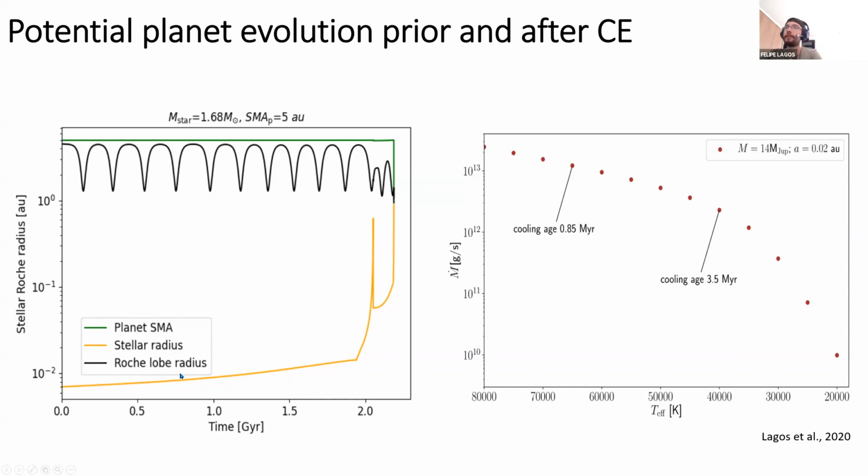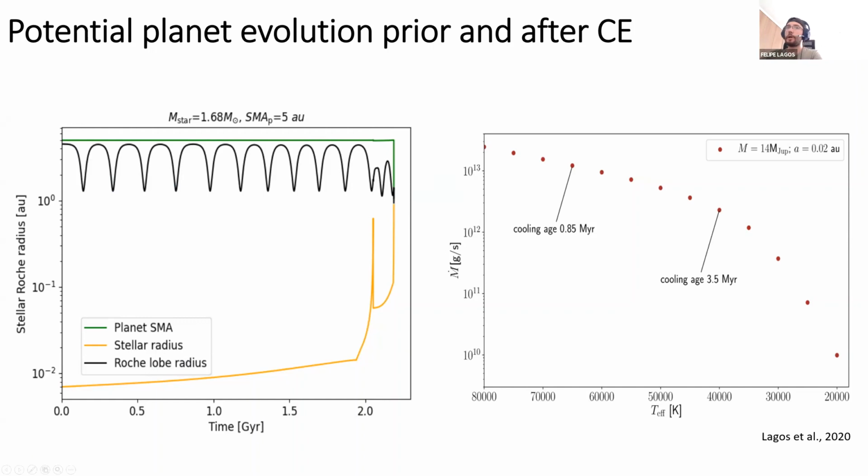So here, these are not the eccentricity oscillations, but the Roche lobe radius oscillations produced by the quasi-periodic changes in the eccentricity.